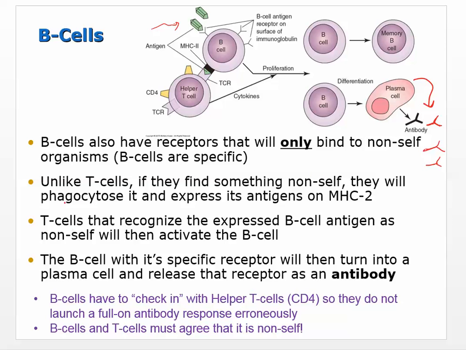Okay, so B cells, unlike T cells, find something non-self. They phagocytose it and express its antigens on MHC2. And T cells that recognize the expressed B cell antigen as non-self will then activate the B cell, and by activate we mean turn it into a plasma cell. The plasma cell will secrete antibody. So in other words, B cells have to check in with helper T cells so they don't launch a full-on antibody response erroneously. It's a nice checks and balances system because it's doing something that can be potentially harmful, especially if you're a pathogen. So B cells and T cells must agree that it's non-self.